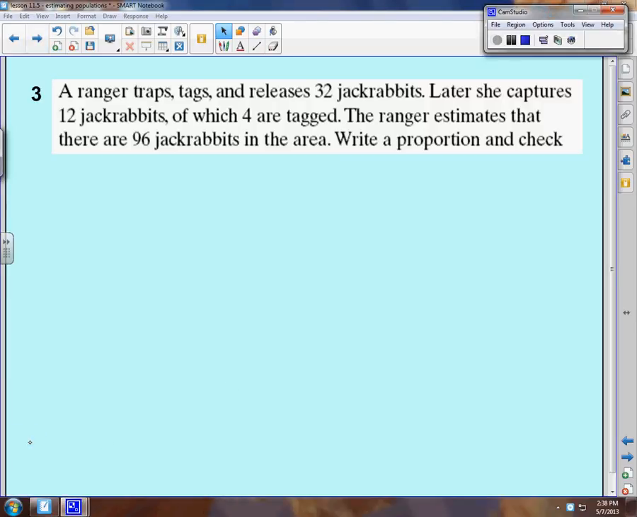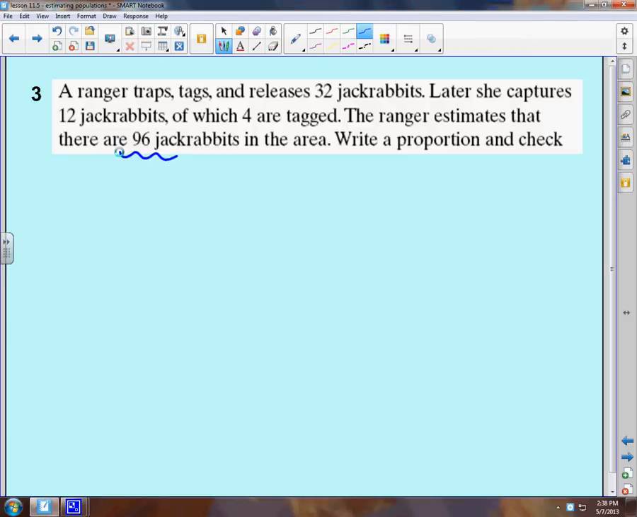A ranger traps, tags, and releases 32 jackrabbits. Later, she captures 12, of which 4 are tagged. The ranger estimates that there are 96, so she's just estimating. This is a question: she wants to know if she's right. So try this problem, and then we'll go over it.